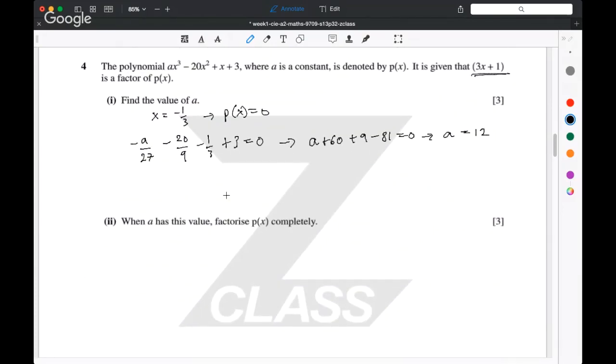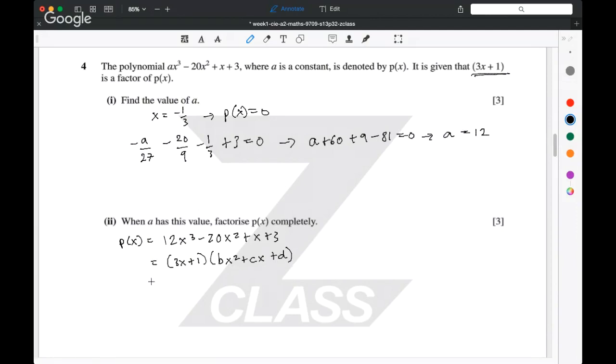So now they want us to factorize the thing completely. And as I say, there's a couple of ways of doing this. I think the easiest way is to create a generalized equation and then solve it. So when a is equal to 12, p of x is equal to 12x cubed minus 20x squared plus x plus 3. And I'm going to say this is equal to 3x plus 1 times a bracket with a polynomial of 1 degree lower. Let me call that bx squared plus cx plus d.